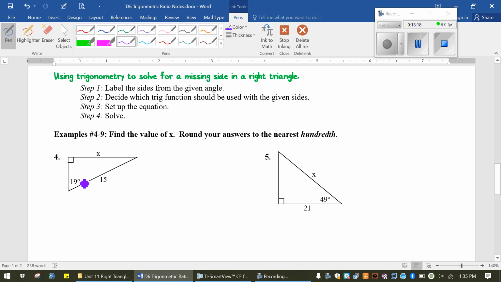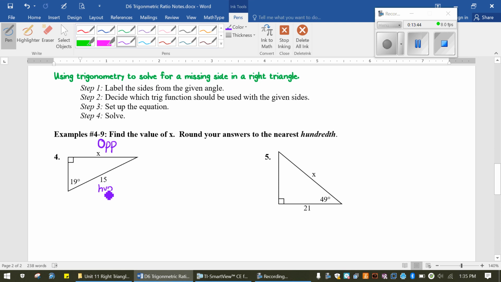So what's going to happen first is we're going to label the sides from the given angle. In number 4, we have 19 degrees given. So I'm going to label the sides that we have with respect to this angle. We have x as our opposite side, and we have 15 as our hypotenuse. Okay, so that's our first step.